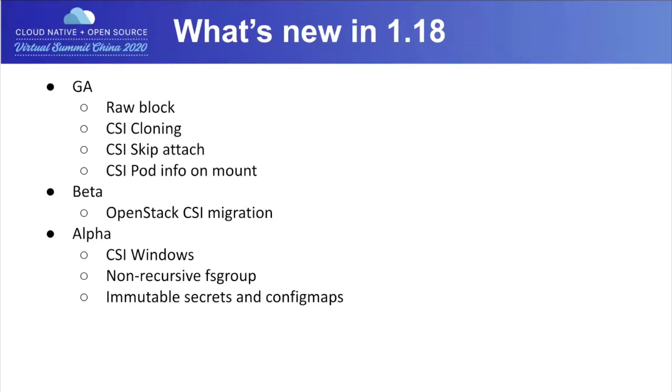The next feature that is GA is cloning. This is a feature that is only available to CSI drivers, and this gives the ability to create a PVC as a copy of another PVC. The next two features are also CSI specific.